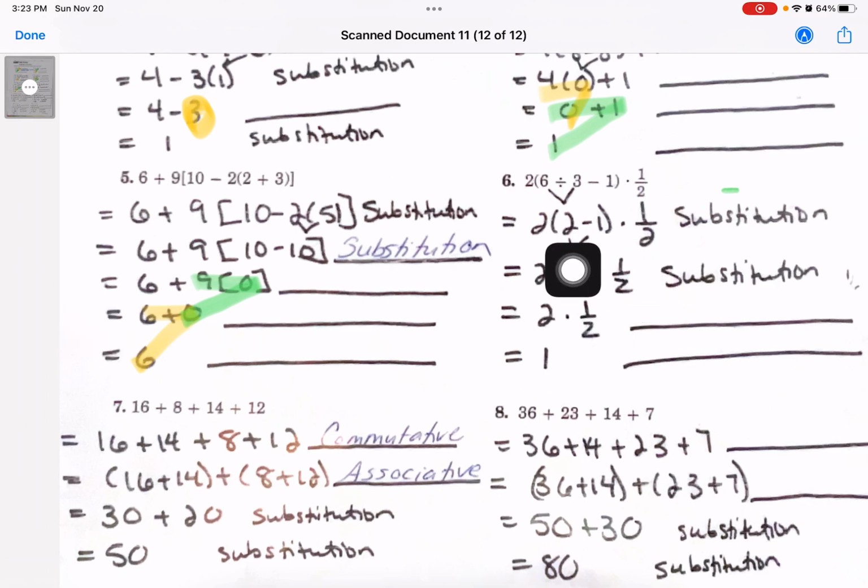Then last step here, they use 6 divided by 3 is 2. That's an example of substitution. 2 minus 1 is 1 as an example of substitution. Now what property did they use here to get down to this step? And lastly, what property talks about 2 times a half equaling 1?